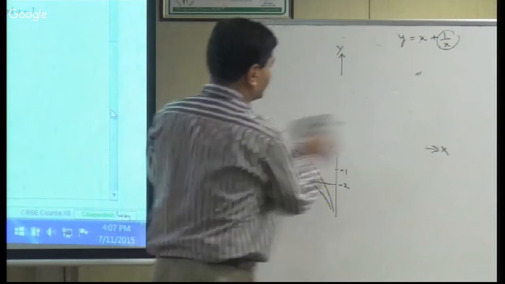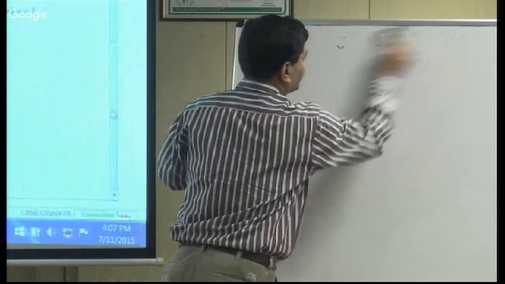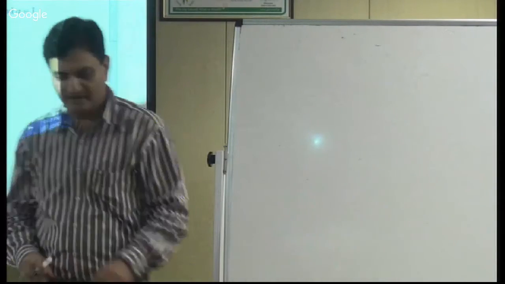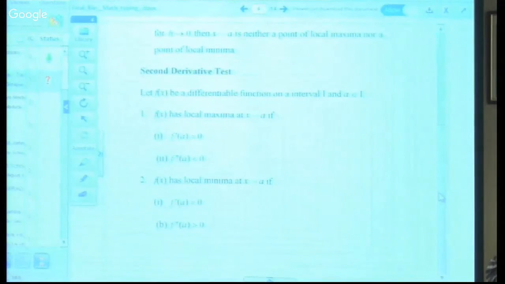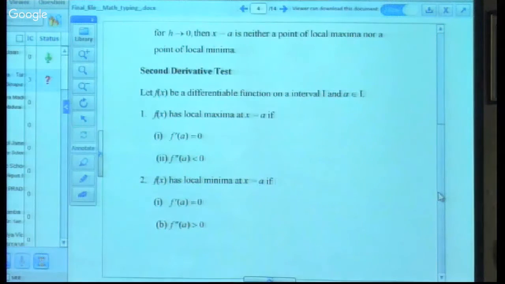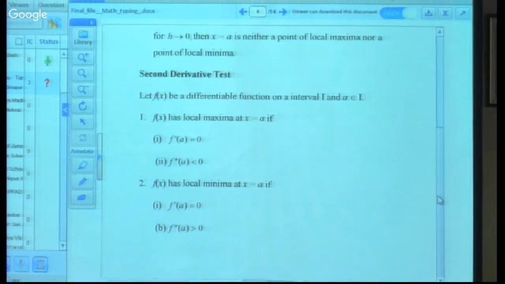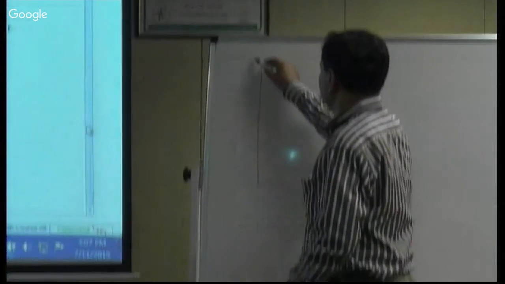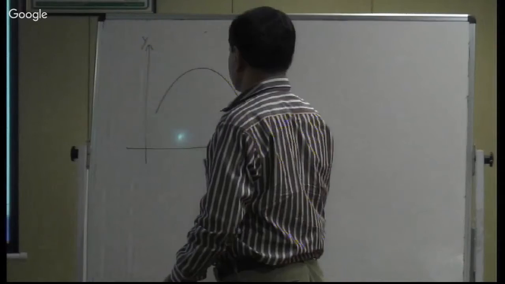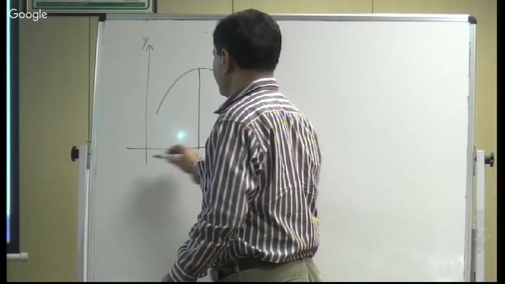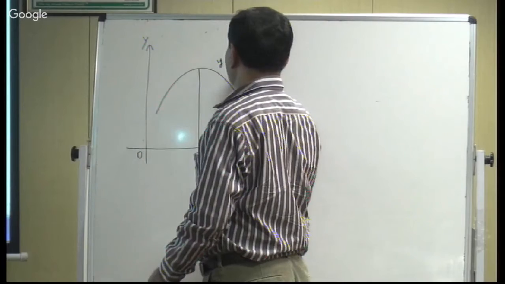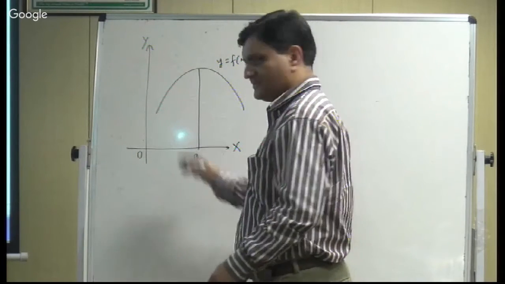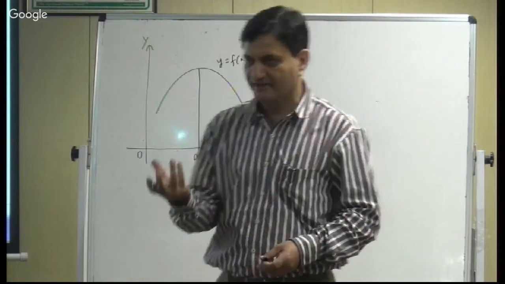Now comes the second derivative test. Now what is the second derivative test? The second derivative test says that if f(x) is a differentiable function, it should be twice differentiable, because we have to find the second derivative, on an interval I, and there is a point a belonging to I. See, this is a point a, this is y equal to f(x), this is some interval I in which the function is defined. Obviously this point will be inside the domain, right?